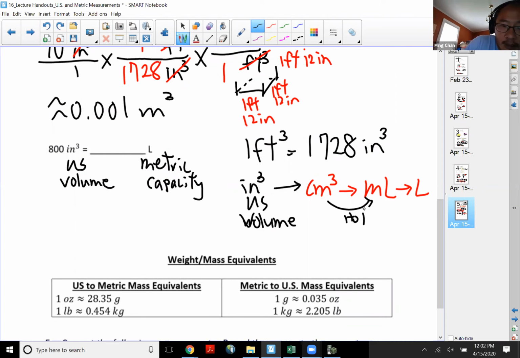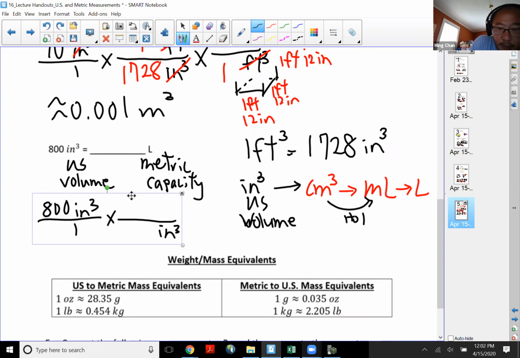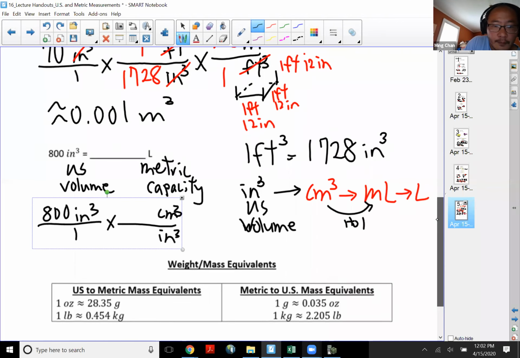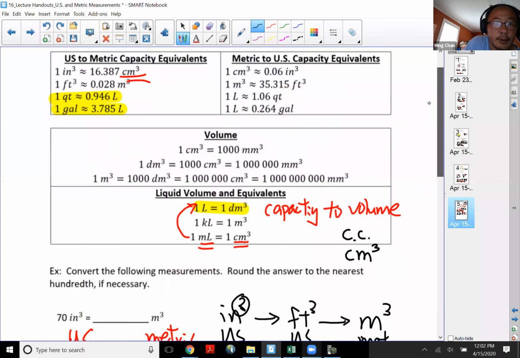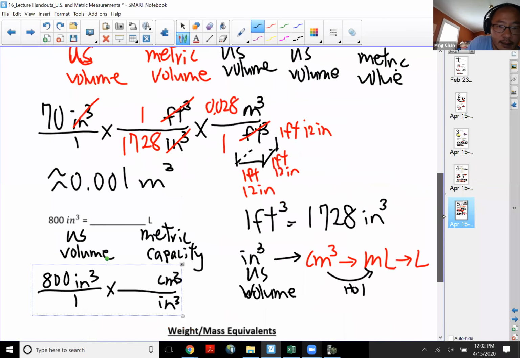So what that means is, if I start out with 800 cubic inch over 1 times, put my cubic inch down here and put my centimeter right here. What's my conversion number? 16.387.